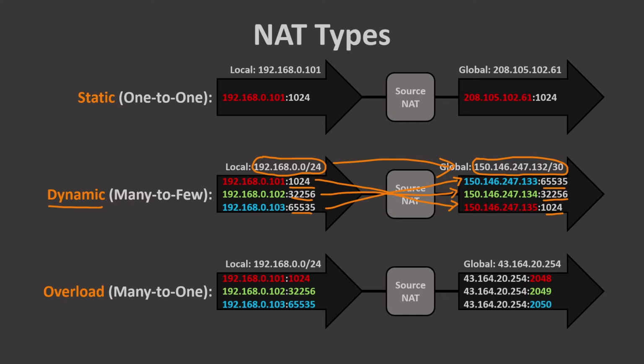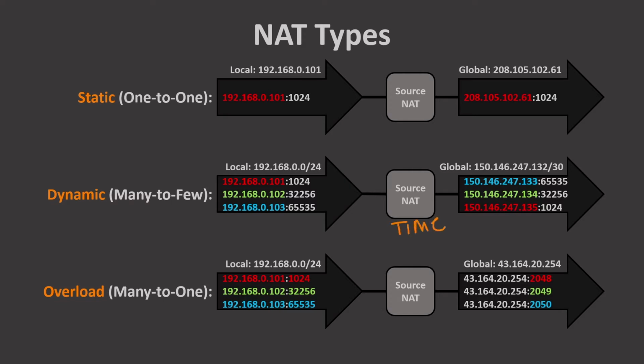Now, because there's a limited amount of global IPs, there has to be some mechanism for the NAT device to determine when to maintain the binding or when to surrender a global IP back into the pool for another local host to use. And so dynamic NAT devices will monitor the activity of the inside hosts and also have a timer. And if a local host is inactive, meaning not sending or receiving traffic for a long enough time, then the translation will time out and a global IP that was being used will be surrendered back into the pool for another local host to use.